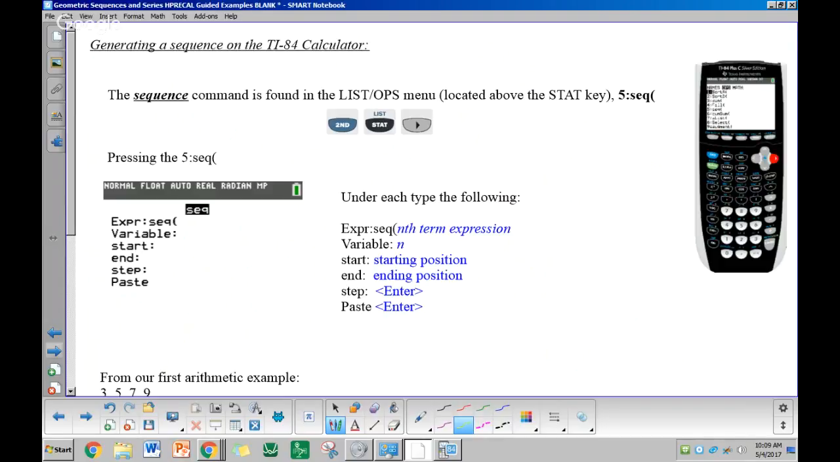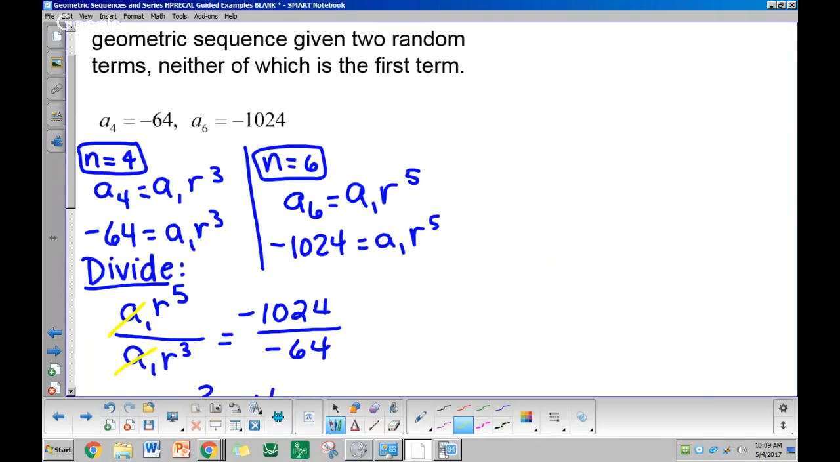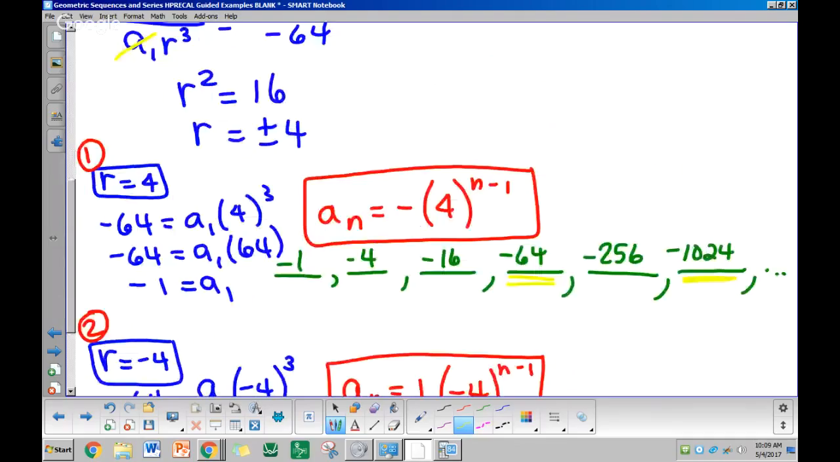Did you find it? Second math, list, and then you've got the sequence, which is the very first one. If you have an 84, do you notice that this comes up? Does it come up for everybody? All right, so then what you do is you go sequence, and then you type your nth term expression. So let's do the one that we just did, using the nth term for the first one here. We go negative, and I would use parentheses, 4 to the, and you raise to the exponent.